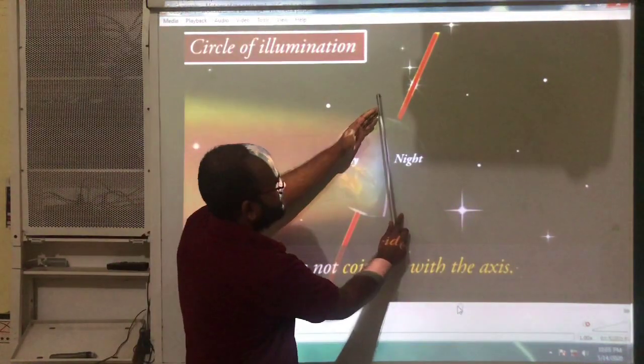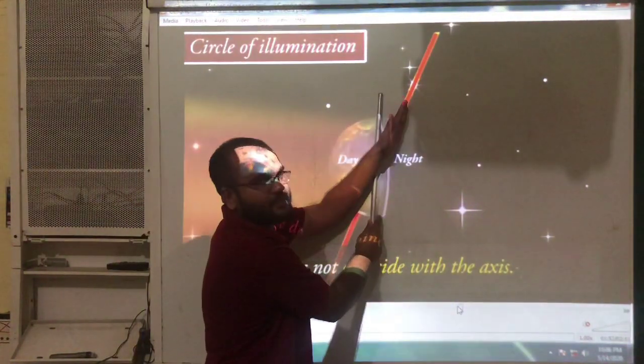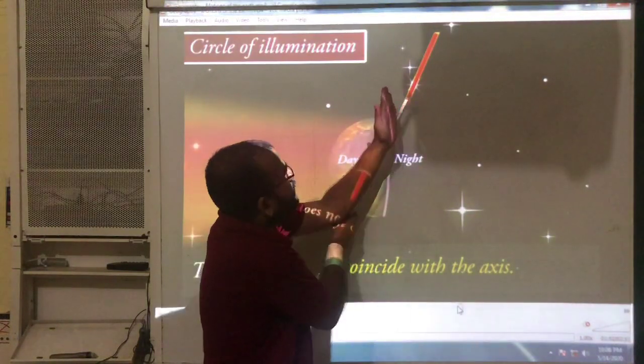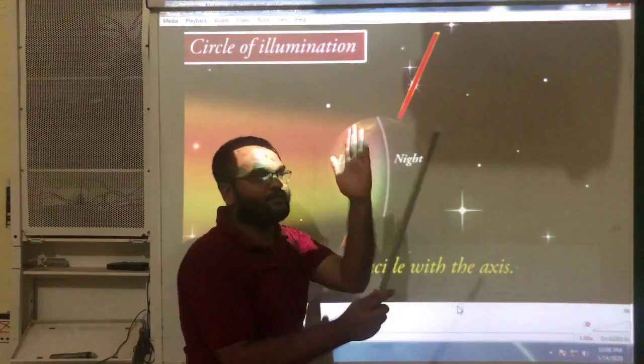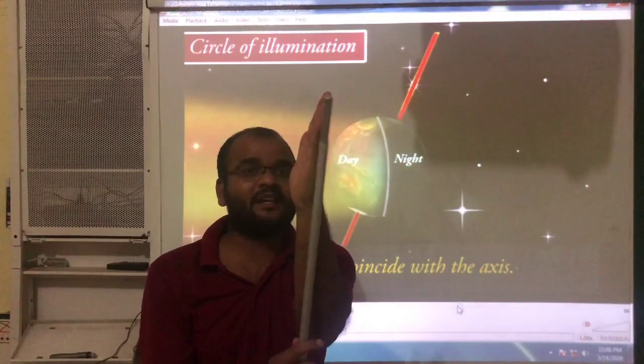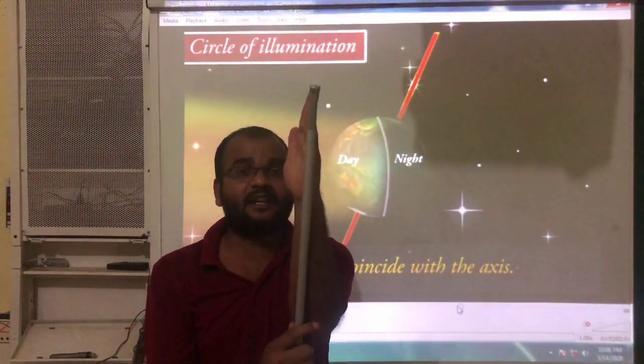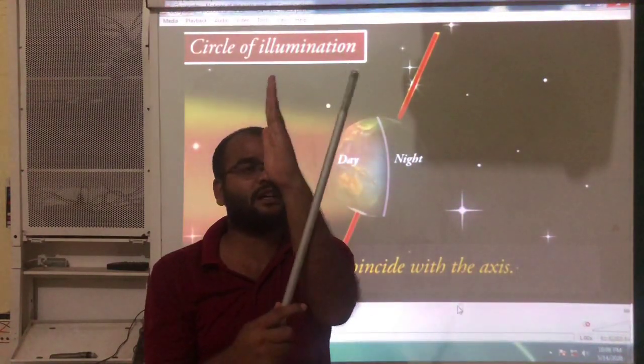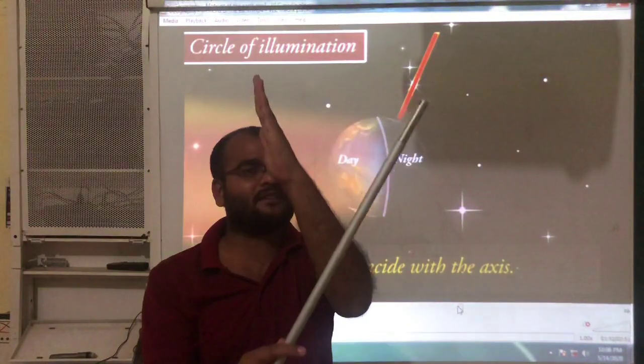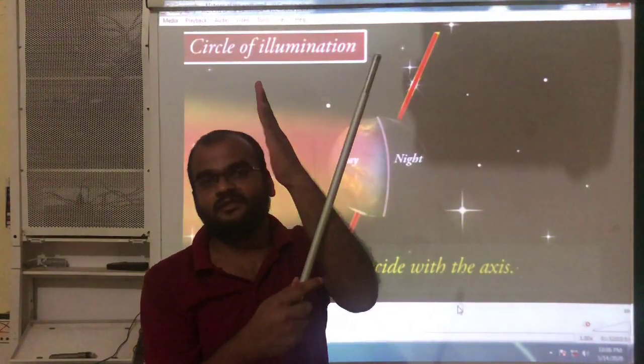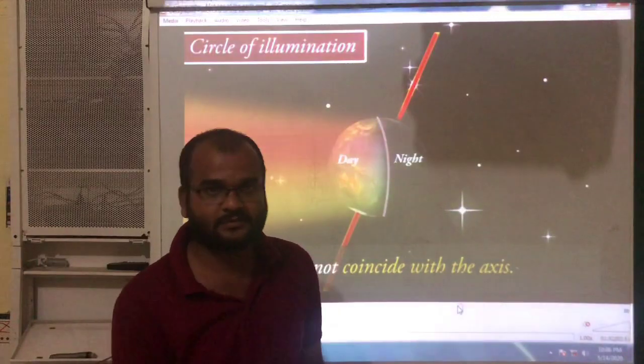This circle is like this and the axis is like this. Coincide means what? Like this. If two are lying one on another, that is coincide. But here the circle and axis are like this, that means they are not coinciding.